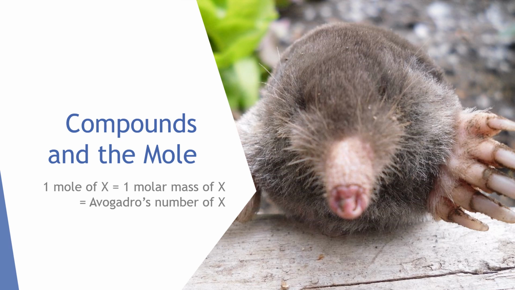Compounds in the mole. So a little bit more. Now we're looking at not just elements, but maybe molecules and compounds, like Br2 or something, but also CO2. So 1 mole of that substance will equal the molar mass still, and that still equals Avogadro's number. You don't multiply it by anything because it's still in 1 mole.